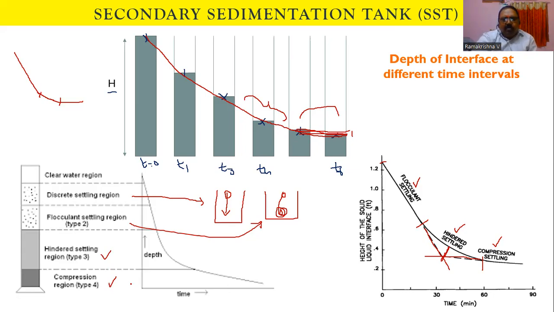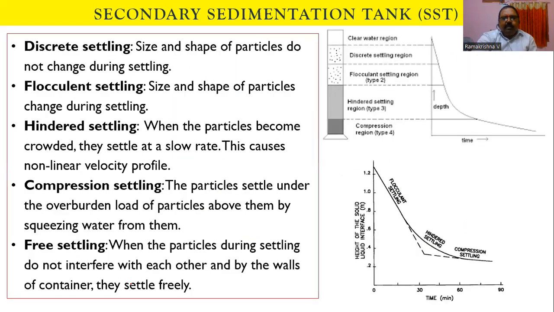So we are having four types of settling now. In the water treatment section, we are talking about mainly discrete or flocculent, type 1, type 2. Whereas in wastewater treatment, particularly in the secondary sedimentation, we will be talking about hindered settling and compression settling. So now let us look at this terminology in a better manner.